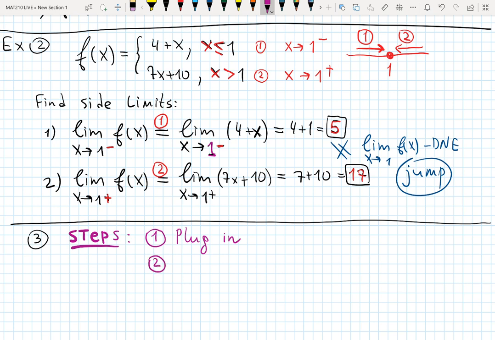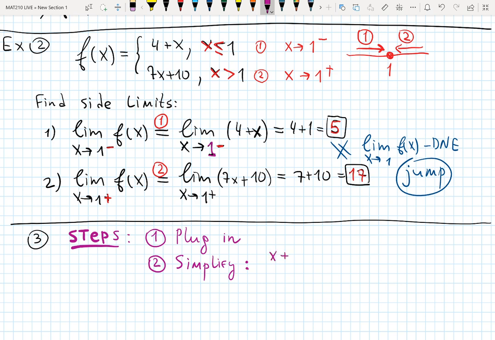Step 2. When you plug in this 1 or any other number and you end up with 0 in the denominator or some kind of problem, then it's time to take some action, some kind of simplification. So step 2: plug in, simplify if needed. And what kind of ways do we use to simplify? We have different formulas we need to know.